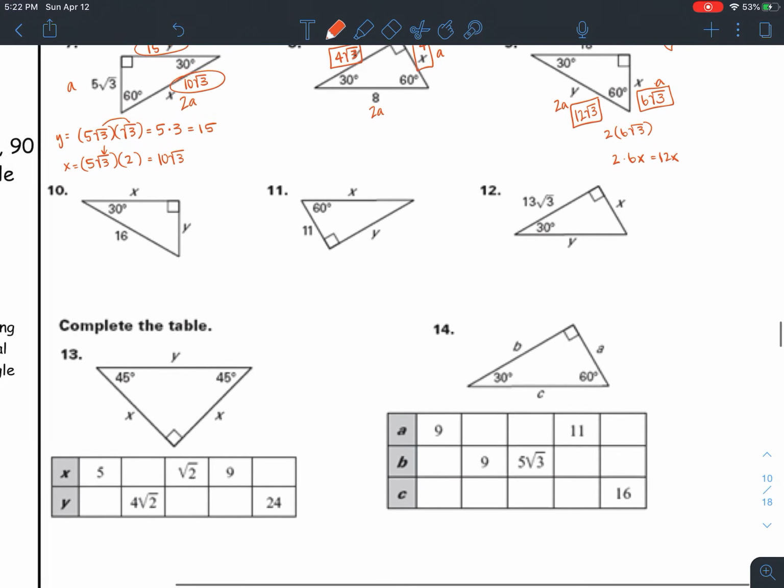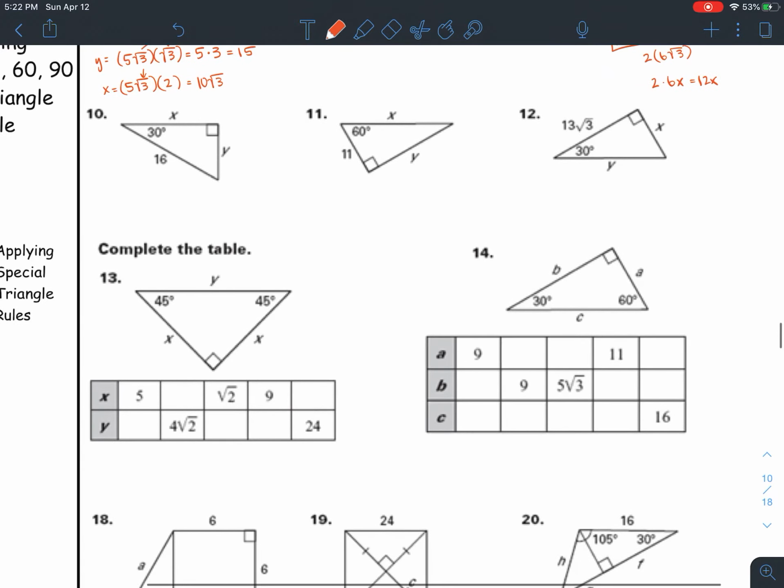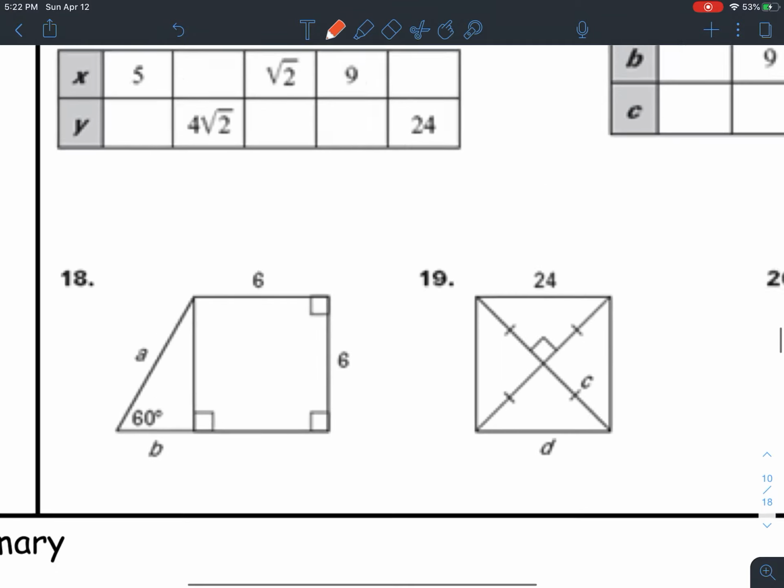Let's see here. There are just a few more for you to work there. Let's look down at these problems at the bottom.